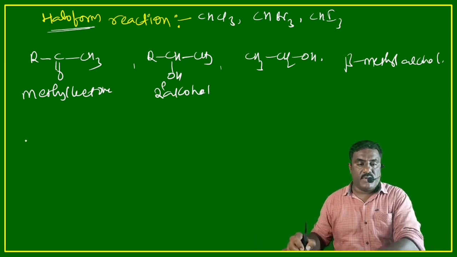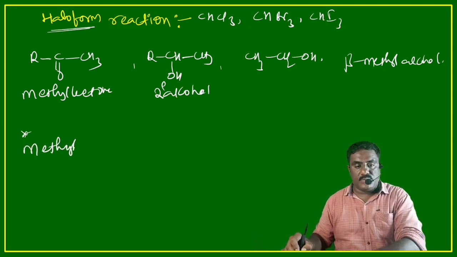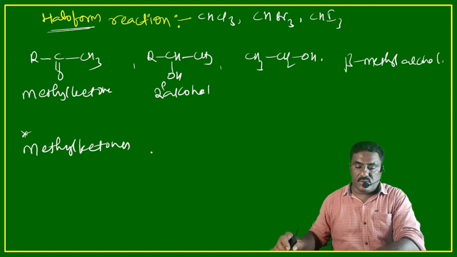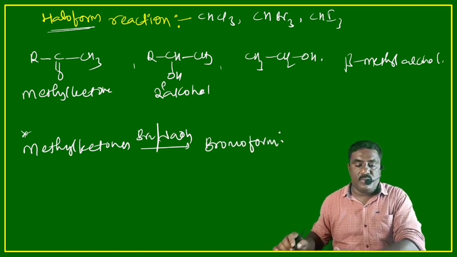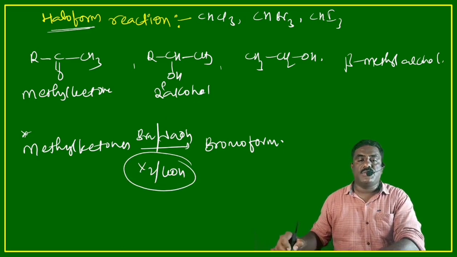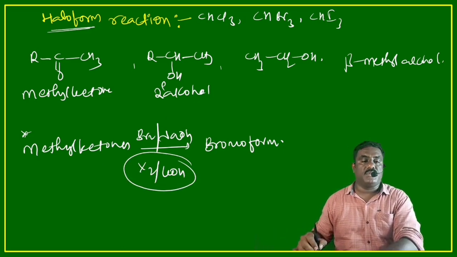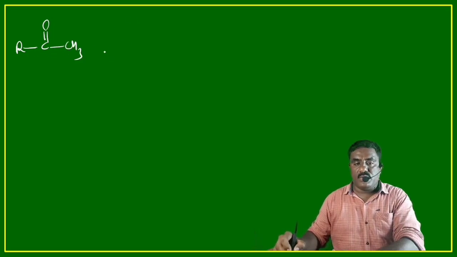What is the haloform reaction? Generally, methyl ketones in the presence of bromine in sodium hydroxide give bromoform. This is a haloform reaction, with X2 and KOH, or Br2 in NaOH. Let's take an example. RCOCH3, a methyl ketone, in the presence of X2 with KOH.